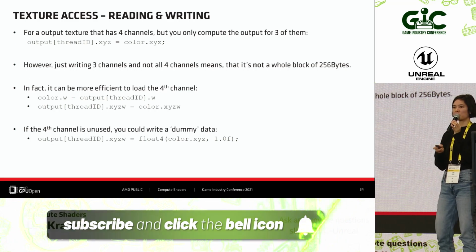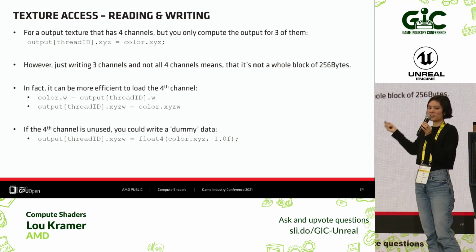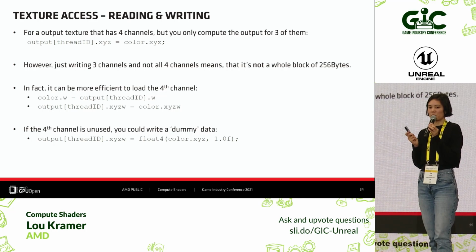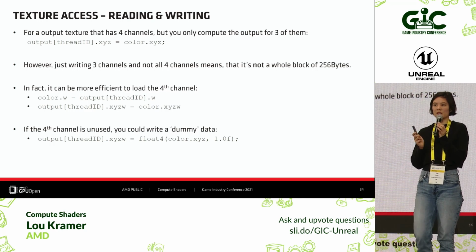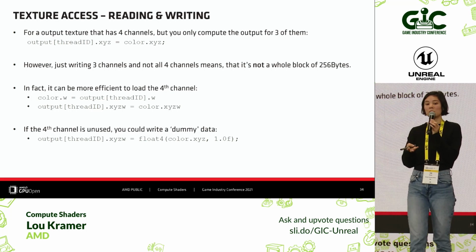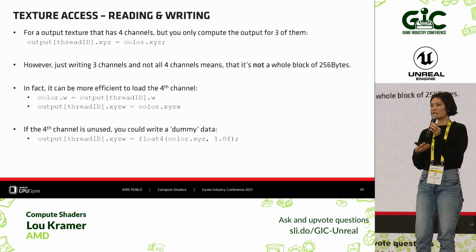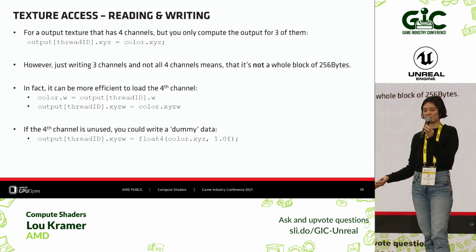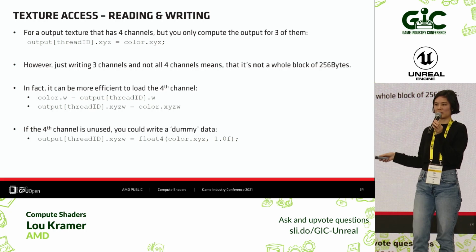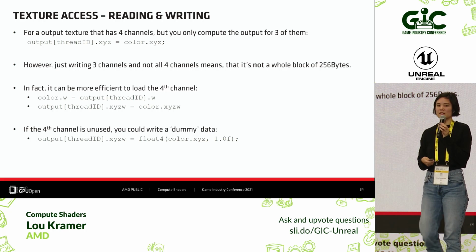For example, if you have an output texture with 4 channels, but you only compute 3 channels of them, you might think, oh, we can just write 3 channels and ignore the 4th channel because we don't compute anything for it. But actually, it's more efficient if you also write something in the 4th channel. If the 4th channel contains some important data, it can be more efficient to first load the 4th channel and then just write it again. Or if the 4th channel is unused at the moment, or you will write to it in a later pass, then just write some dummy data in this pass, to make sure that you really write to all channels. Because then you have this contiguous block of 256 bytes again, and this really helps to maximize bandwidth.